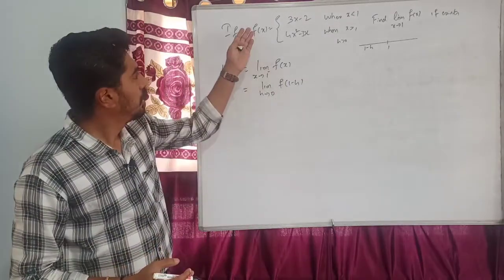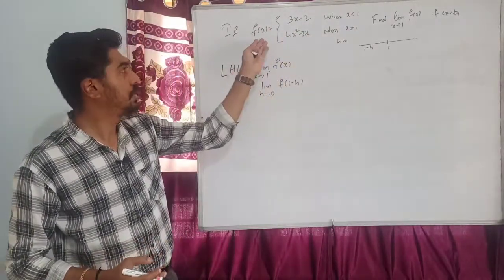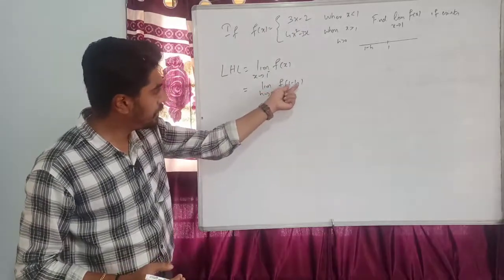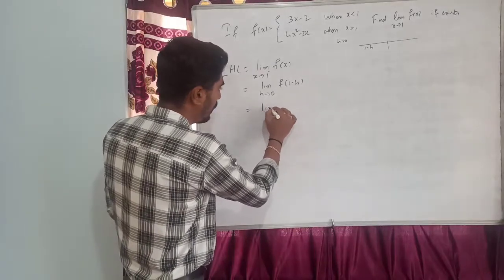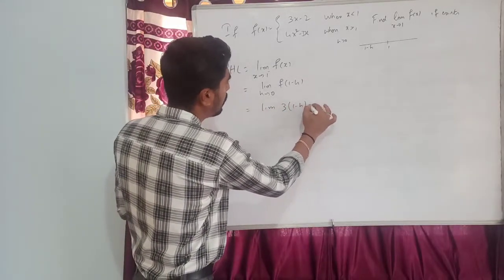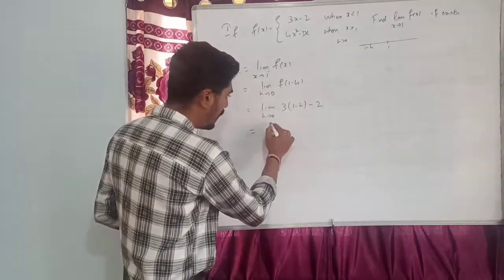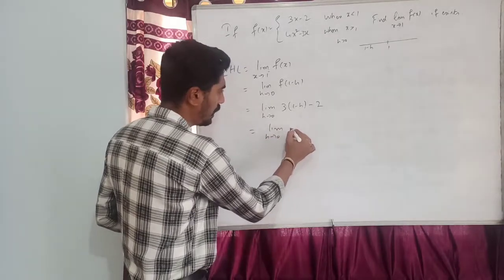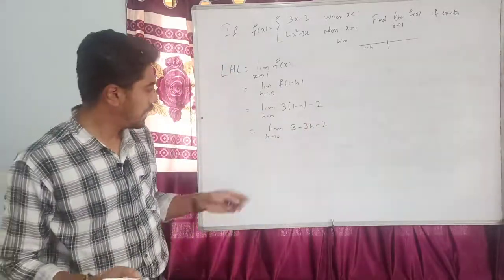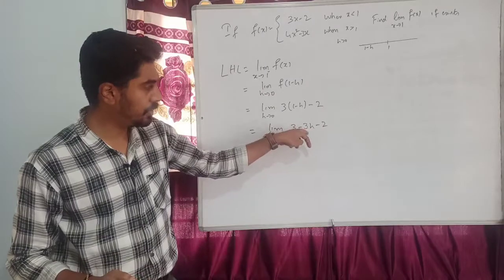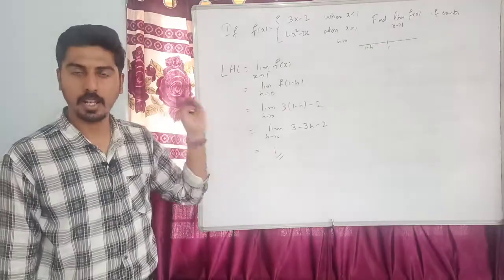Now, by the definition of f of x, if x is less than 1, f of x equal to 3x minus 2. Here 1 minus h is less than 1, therefore f of 1 minus h is equal to 3 into 1 minus h minus 2. Now, simplifying this, I get the limit of h tends to 0, 3 minus 3h minus 2. As h tends to 0, I get 3 minus 0 minus 2, which is equal to 1. This is the left hand limit.